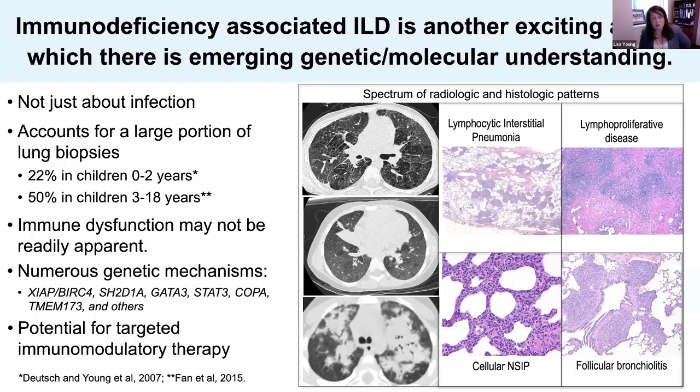Immune dysregulation or immunodeficiency accounts for a large portion of why kids have lung biopsies throughout children's hospitals. Sometimes the immune dysfunction is not apparent. There's a long list of genetic mechanisms that provide a lot of potential for targeted immunomodulatory therapy.